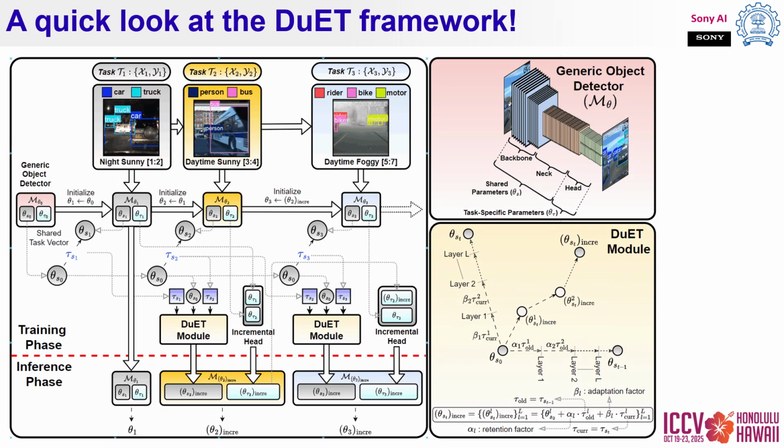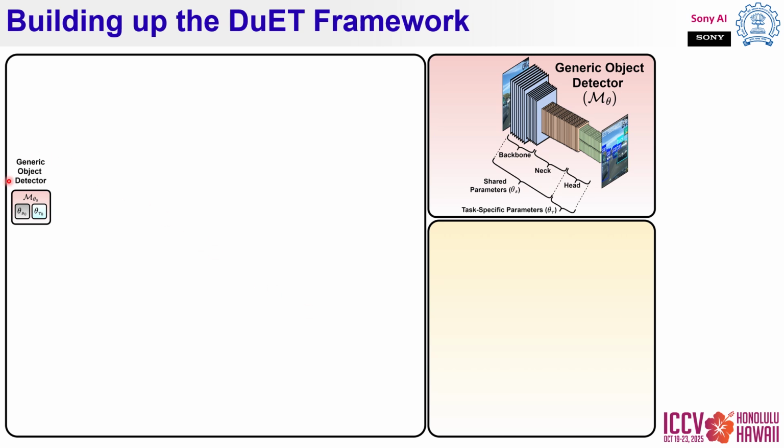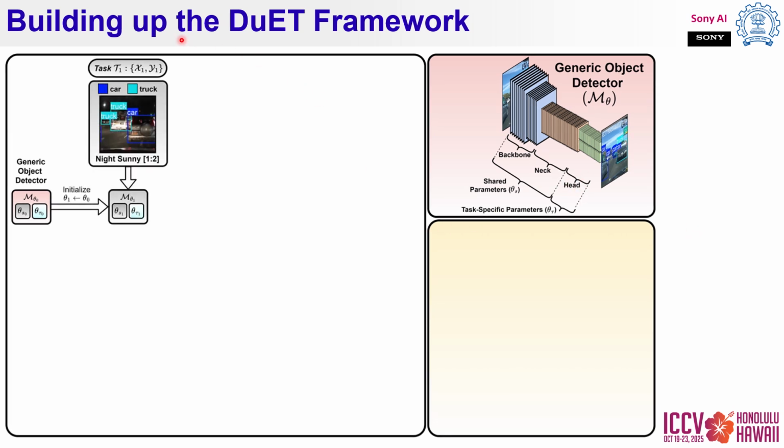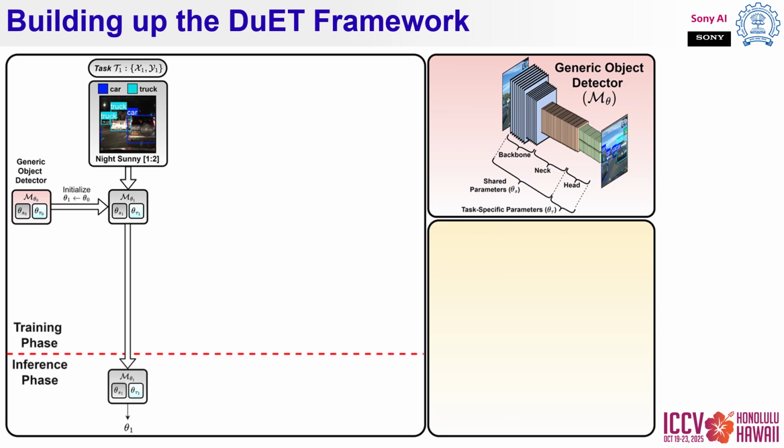Here's a quick look at the overall DuET framework to tackle DuIOD. In the next few slides, we'll build this framework step by step to understand each component in detail. We start with a generic object detector, where backbone and neck parameters are shared across tasks, and the detection head is task-specific. Now we introduce the first task, T1, where the model learns to detect cars and trucks from night-sunny domain. After training, we get model mθ1. For task T1, we use mθ1 as it is for inference.